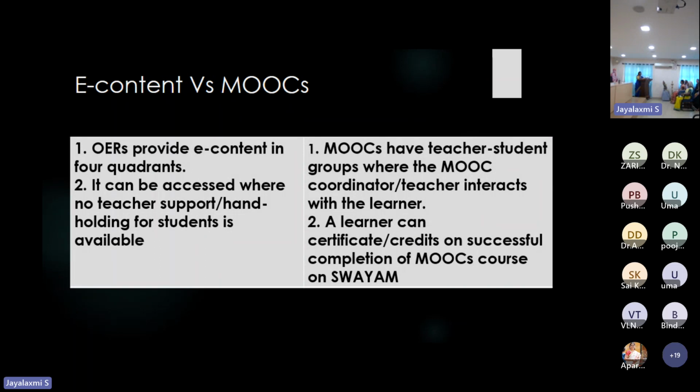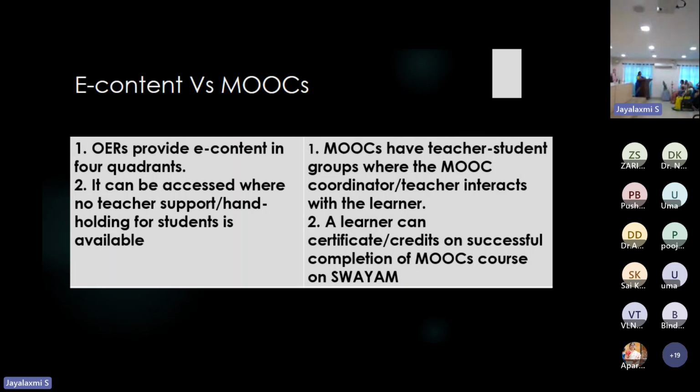And coming to MOOC, MOOCs are specially given by our Swayam, Coursera, edX, everything. They are all MOOCs, which have this assessment kind of thing. Evaluation is there, a feedback system will be there. There can be real-time interaction also with the teacher. At the end, they can also offer credits to you. So it's not just learning, but they also add the benefit of getting a certificate. MOOCs have teacher-student groups where the MOOC coordinator teacher interacts with the learner. A learner can get a certificate or credits on successful completion of a MOOC course on Swayam.